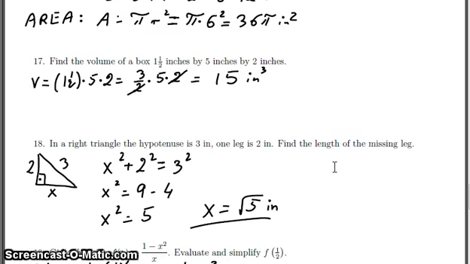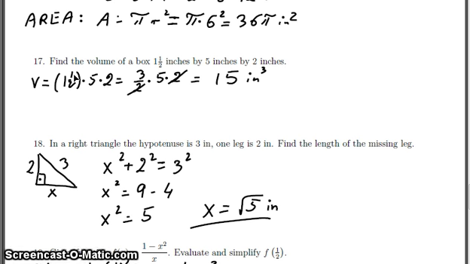Problem 17. Find the volume of a box 1.5 inches by 5 inches by 3 inches. So these are the dimensions of the box. The volume of any box is length times width times height, so you just multiply these 3 dimensions. So 1.5 times 5 times 3.